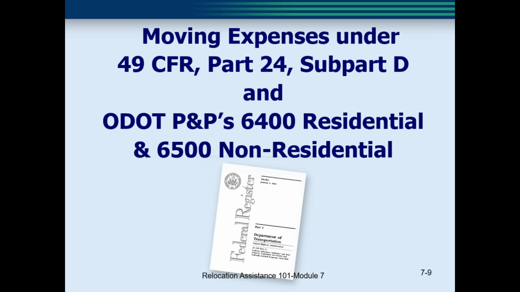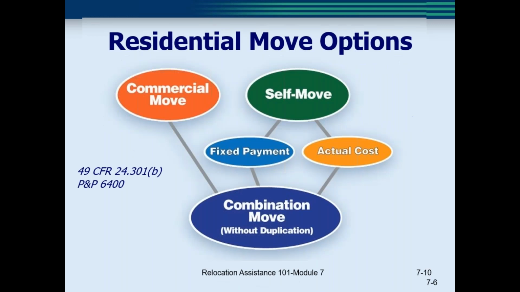So in ODOT, the residential moves are in section 6400. The non-residential moves are in section 6500. So let's talk about the residential moves first. Again, this is just an overview of these move options. We'll go into a lot more detail in Relocation 201.